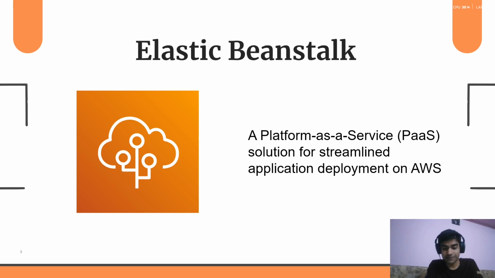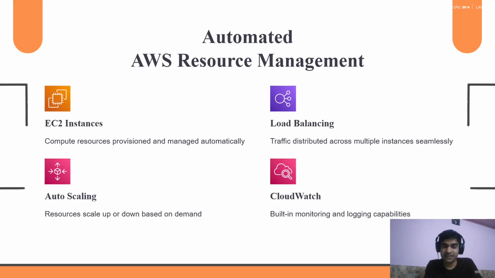Now, how does it do that? Whenever a Beanstalk environment is created, EC2 instances, that is, the CPU and RAM, are provisioned to execute your application. Load balancers equally distribute the incoming traffic to all of the instances. Auto scaling groups either scale up or scale down the instances based on incoming traffic, and of course, you can monitor all of the logs through CloudWatch. All of this is managed for you by AWS, but what's cool is that you still retain all of the control of every single resource that has been used in this.